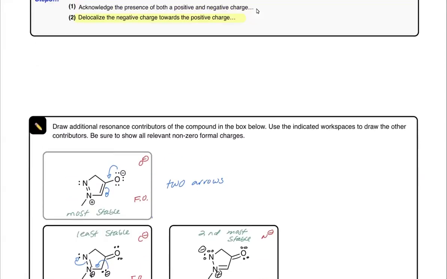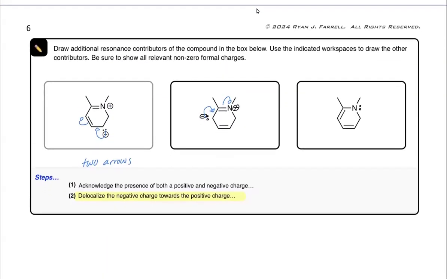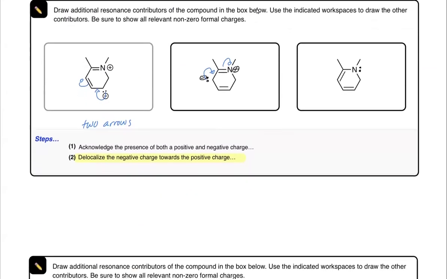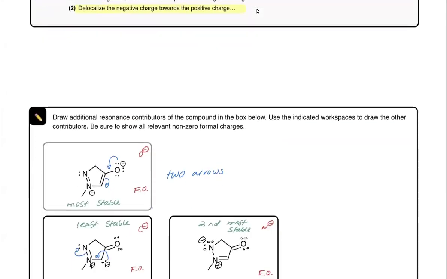Okay. But this page is really illustrating that when you have a positive and a negative, two arrows are required. We move the negative towards the positive.